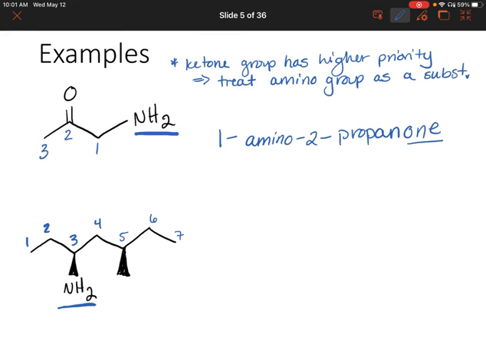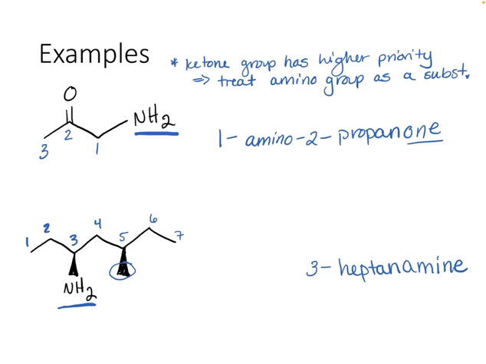Okay, so that means that our longest carbon chain would have the name heptane, but I'm going to drop the E and put amine, heptanamine. And then I want to indicate where the amine group is, so that's on carbon 3, 3-heptanamine. And now we want to list our substituents. And it looks like the substituent here is a methyl group, and that's on carbon 5, so 5-methyl-3-heptanamine. And we also have to figure out stereochemistry.